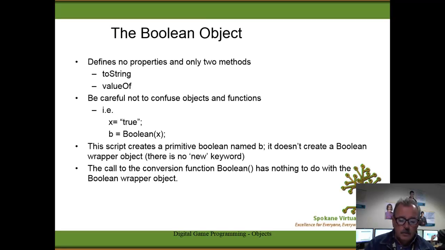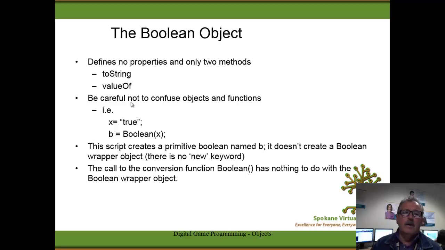Okay, so we just wrapped up talking about various objects, and we've been talking about instance core objects. We talked about the arguments object, the array object, and now it's time to take a look at the Boolean object, which is a wrapper for the Boolean primitive type. It defines no properties, only has two methods. The methods are toString and valueOf, and we'll do a couple of examples of each. I want to point out, though, to be careful not to confuse objects and functions.